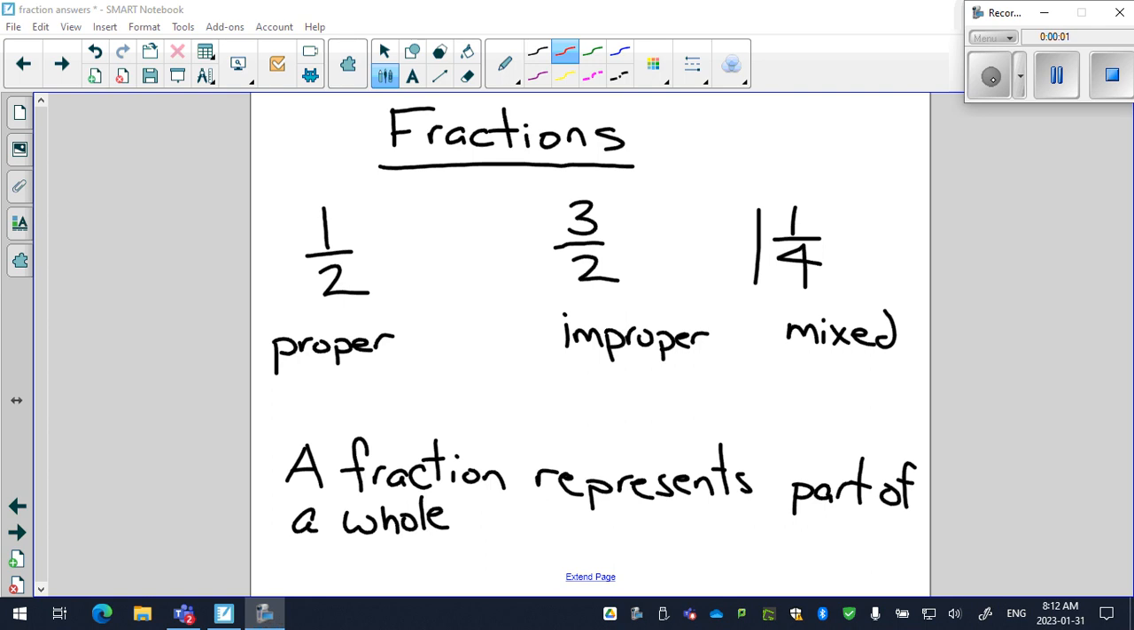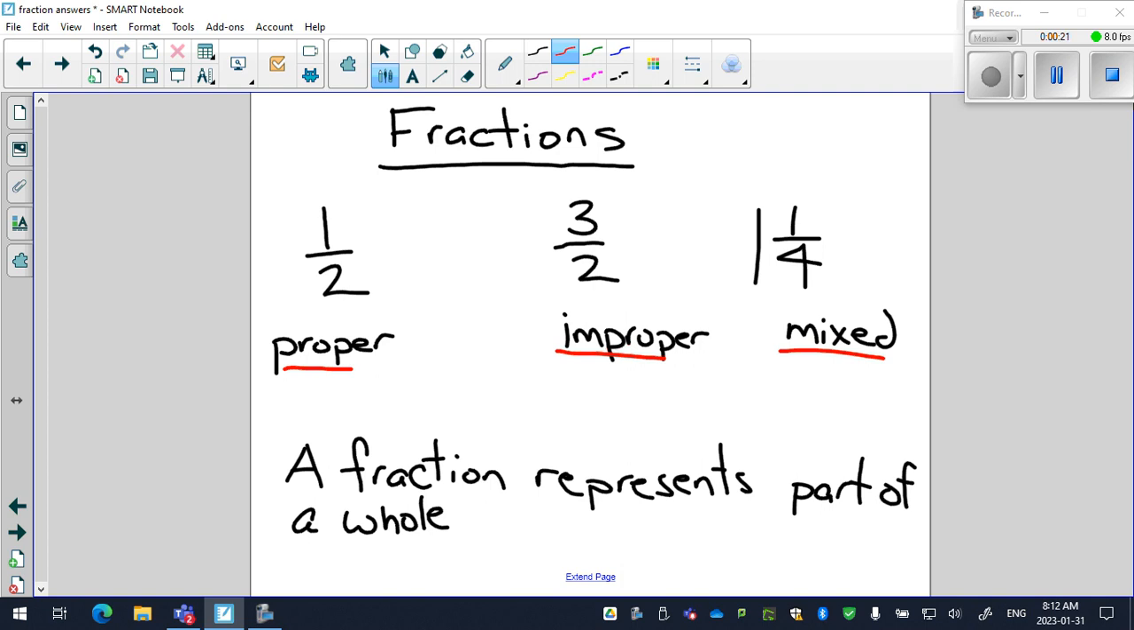All right, guys, this is a little review of what we've done the last couple of days, just making sure you understand the basics before we get into more in-depth stuff with it. So the first thing you need to know is your terms. There are three types of fractions: a proper fraction, an improper fraction, and a mixed.